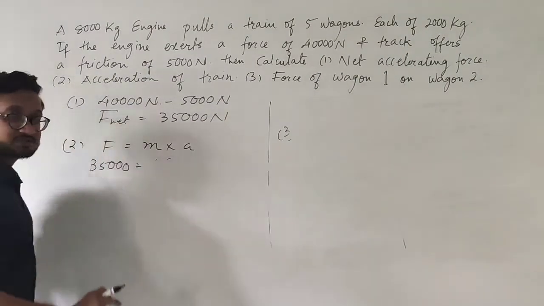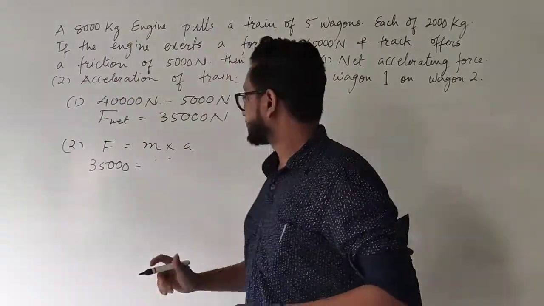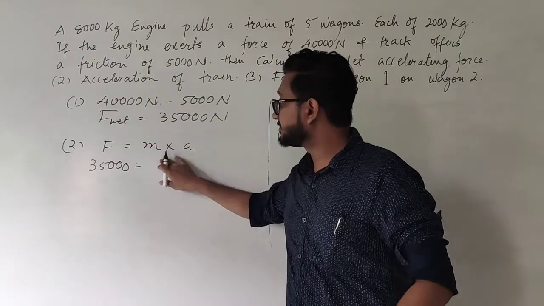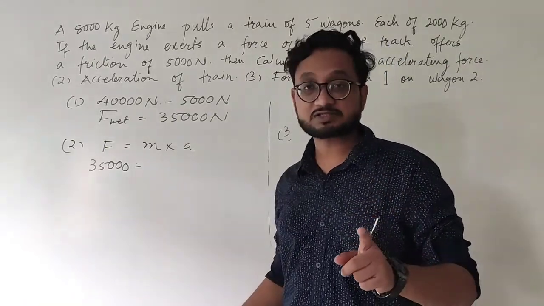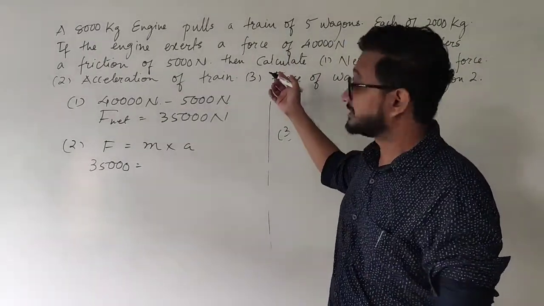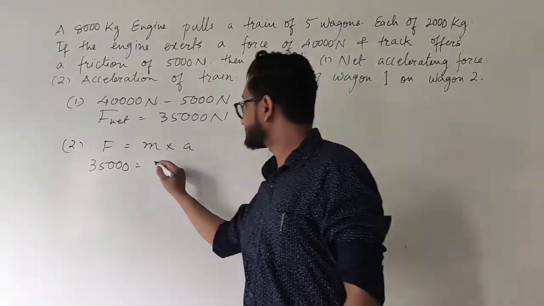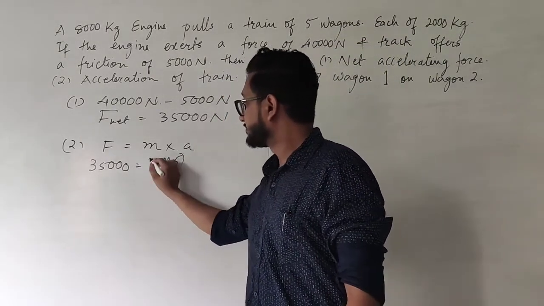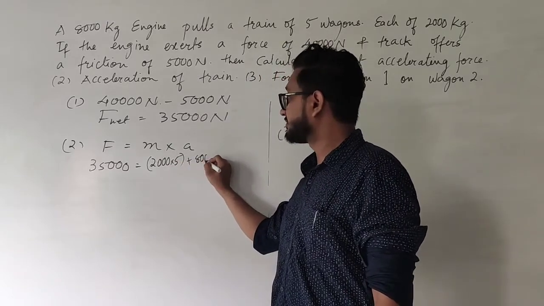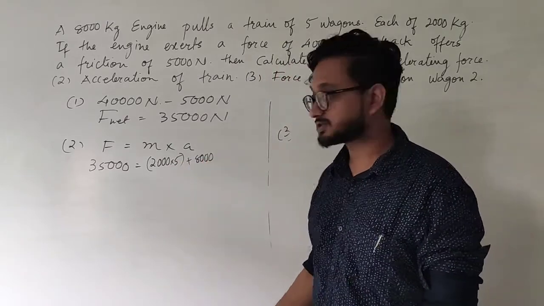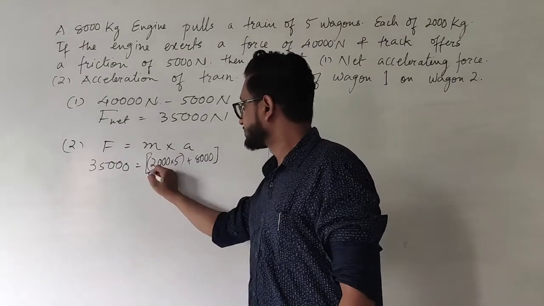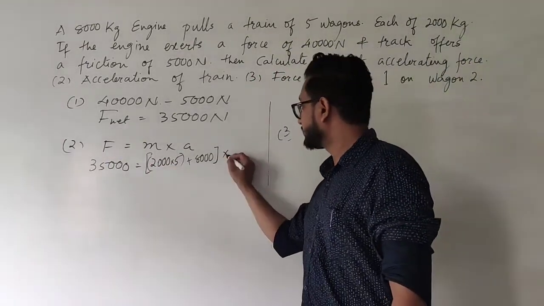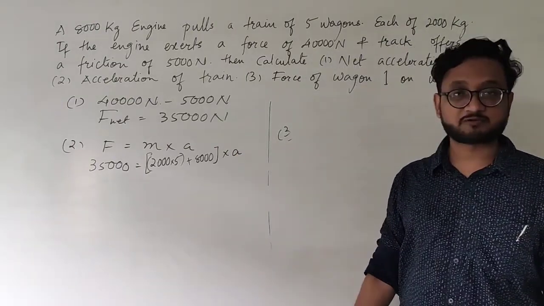Now the net force is not going to change. 35,000 newtons is going to remain the same. But the acceleration will be different, because now we are also including the mass of the engine. So the mass of the wagons is 2,000 into 5 plus the mass of the engine, that is 8,000. This is your total mass of the whole train, into acceleration. This is what you need to find.